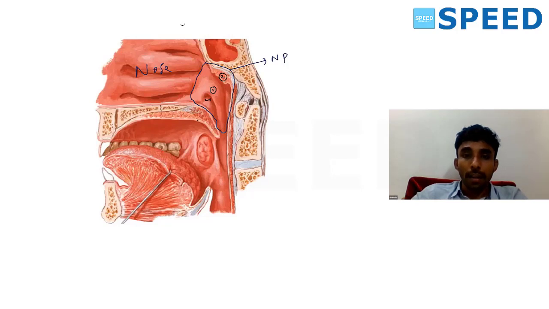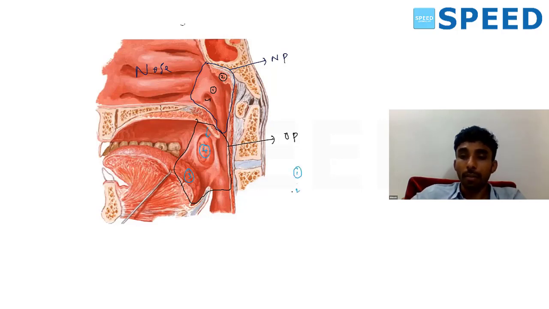And when you talk about the oropharynx, this is the rough outline of the oropharynx, isn't it? In the oropharynx also we have two types of tonsils. One is called the lingual tonsils, present in the posterior 1/3 of the tongue, and this is called the palatine tonsils. Related to the soft palate, we have the palatine tonsils.